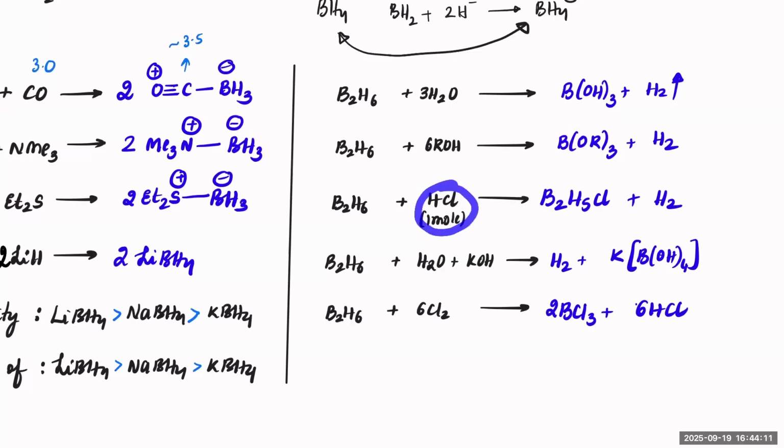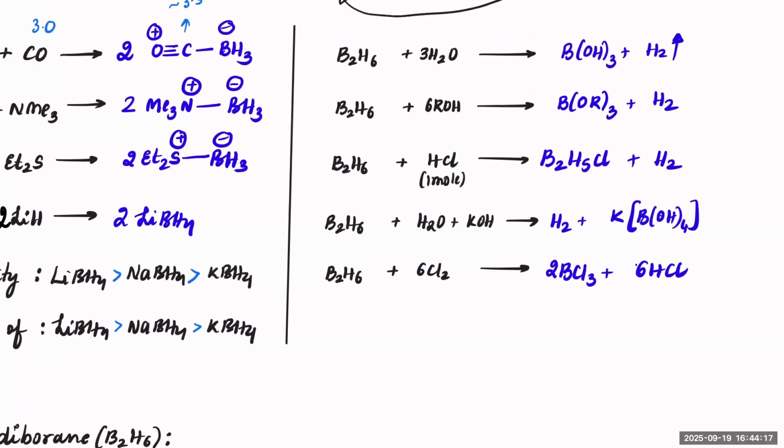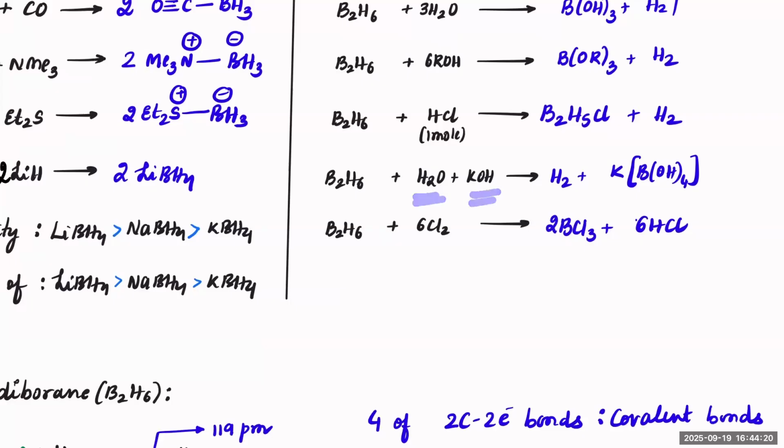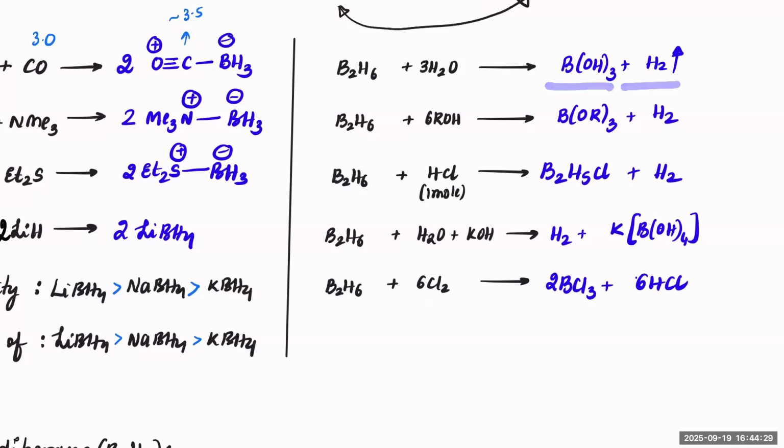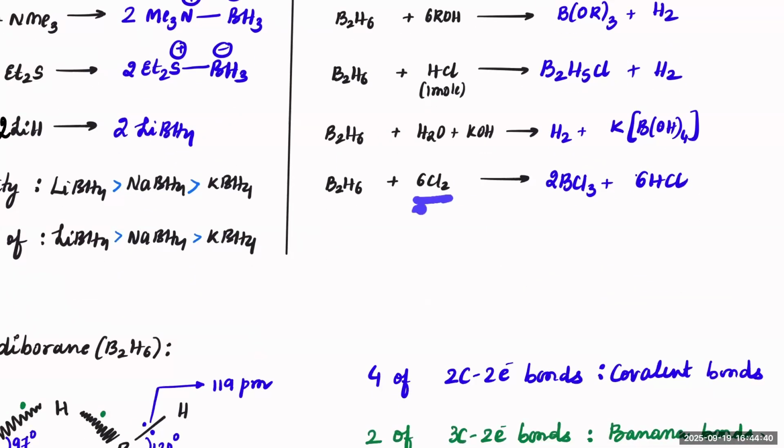Even if you take 1 mole of HCl, you will get B2H5Cl and H2 will be released. If you have water in the presence of base, that means it is aqueous, dilute, basic in nature, first you get boric acid and H2. Boric acid is acidic, so that acid will react with the base and convert into the salt form. Clear? Lastly, if you have 6 moles of chlorine, this H minus will take Cl plus, converting into HCl, and the Cl minus part will connect onto boron, converting into BCl3.